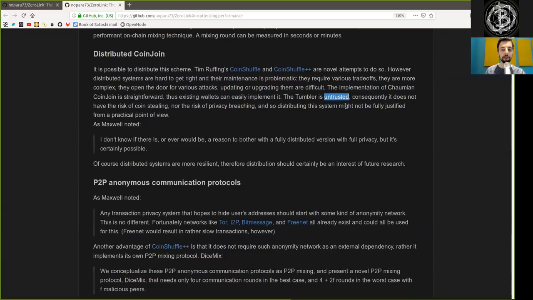The tumbler is untrusted. Consequently, it does not have the risk of coin stealing, nor the risk of privacy breaching, and so distributing the system might not be fully justified from a practical point of view. As Maxwell noted, I do not know if there is or ever would be a reason to bother with a fully distributed version with full privacy, but it's certainly possible. Of course, distributed systems are more resilient, therefore distribution should certainly be an interest of future research.